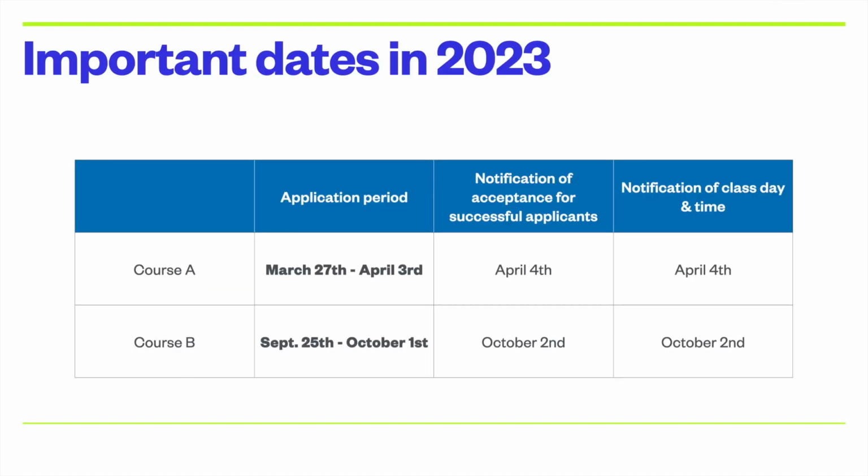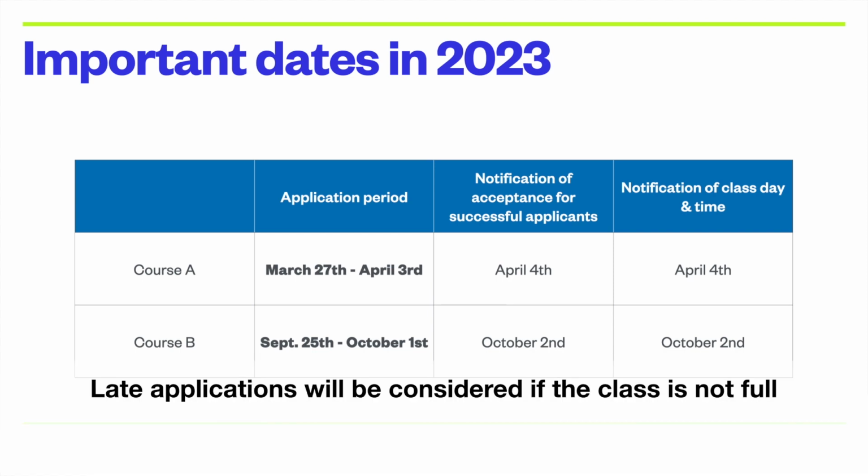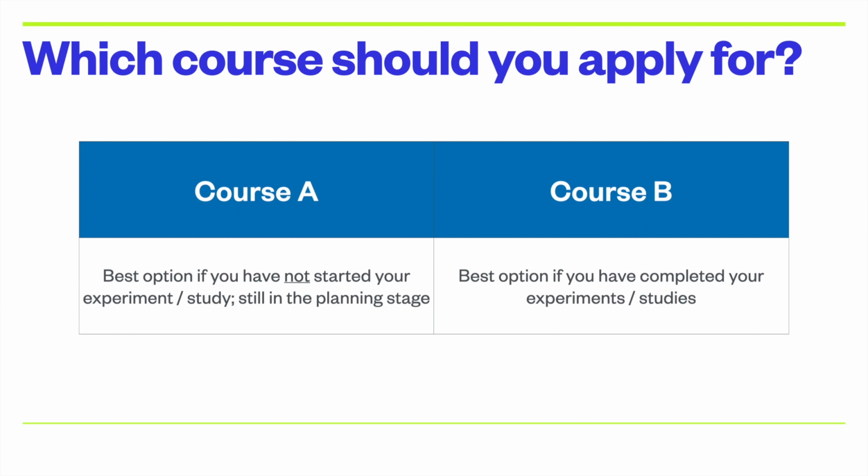Important dates in 2023. The application period for Course A is from March 27th to April 3rd, and for Course B it is from September 25th to October 1st. If you're not sure which course is most suitable for you, you should take Course A if you have not started your main experiment study yet, and you are still in the planning stage. And you should take Course B after completing your experiments studies.